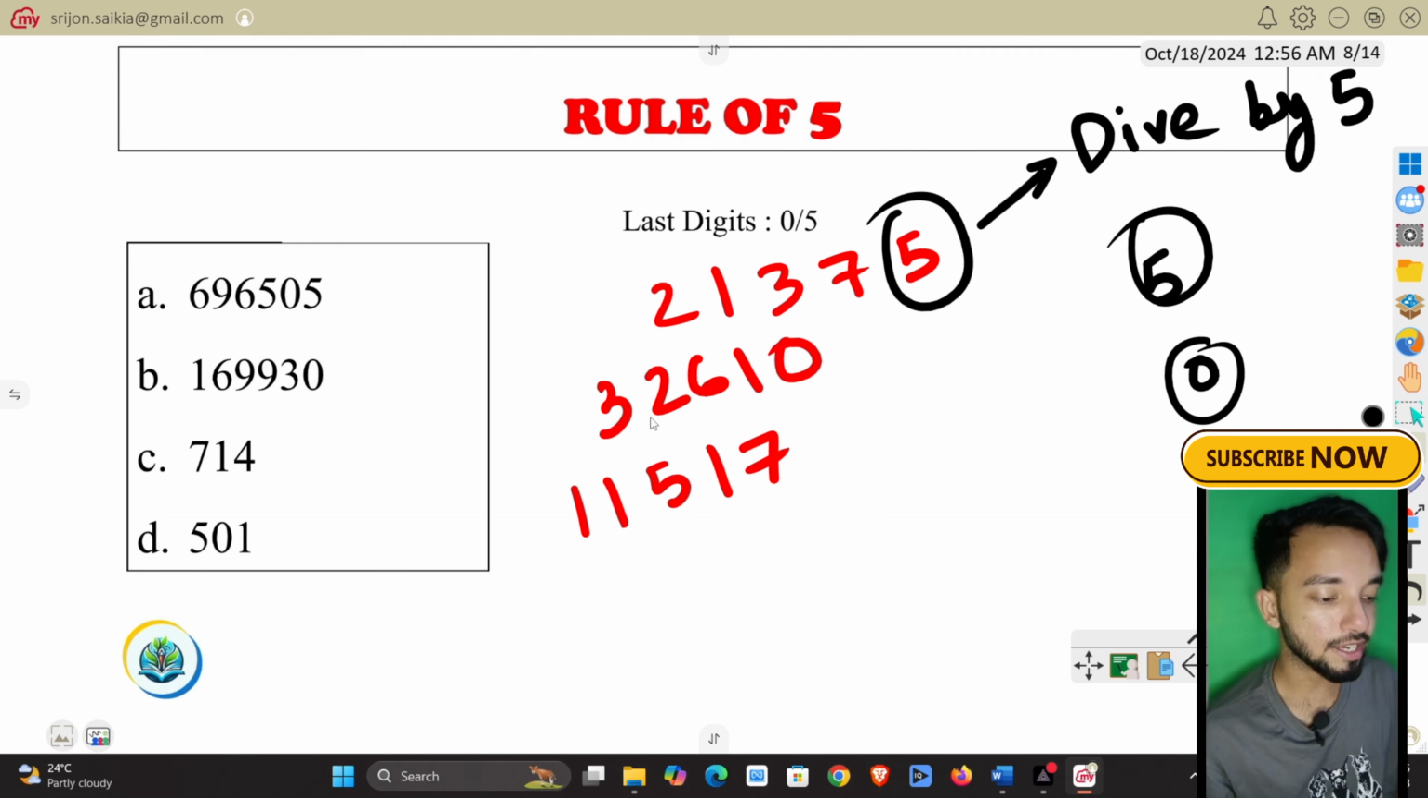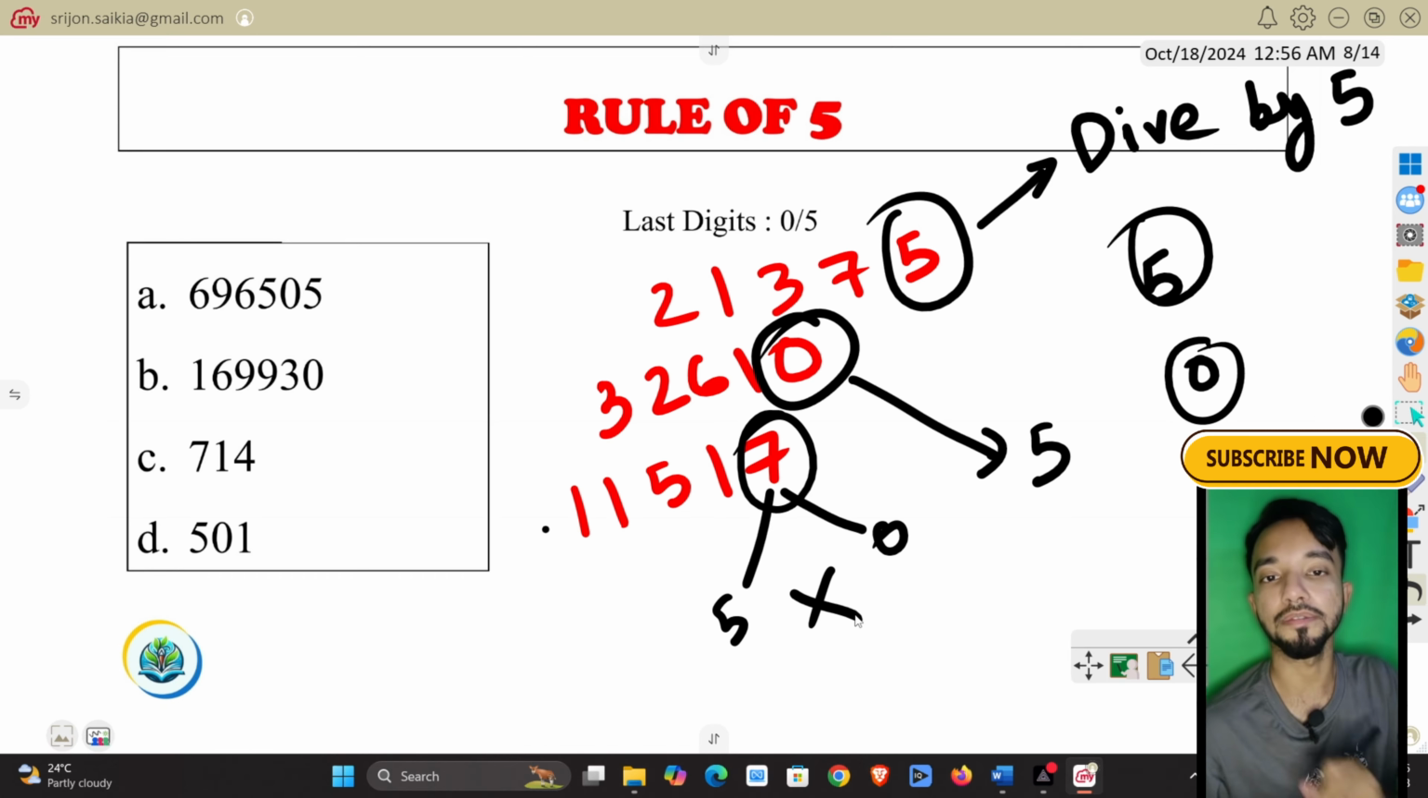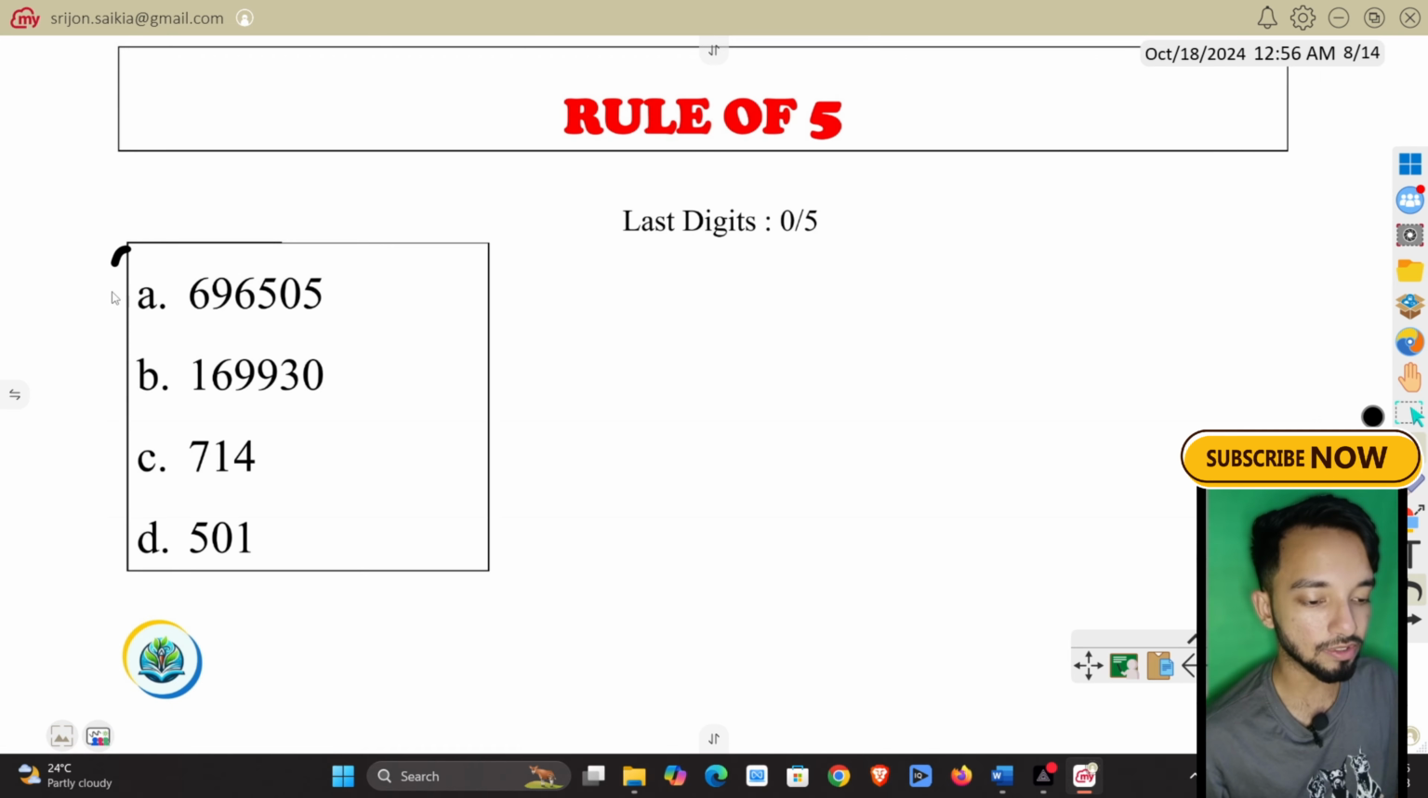Let's check here 32610. The unit place we have is 0, so it is divisible by 5. Again, for this number 11517, the unit place we have is 7, which is neither 5 nor 0. So this number is not divisible by 5. Is this clear? Very simple. If it's clear, let's try to solve these examples.